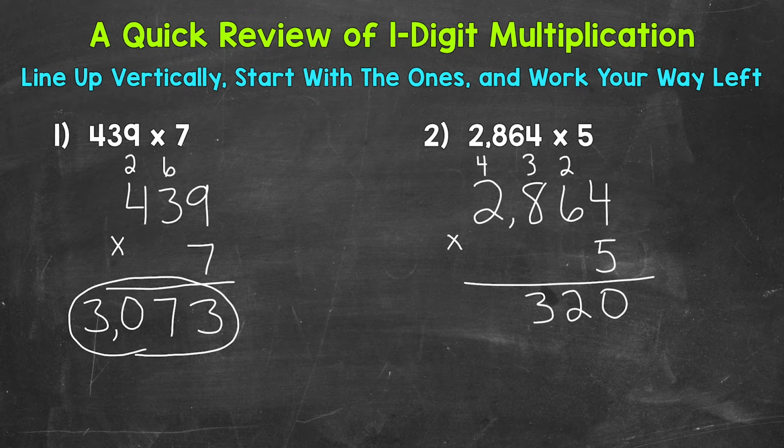Carry our 4. And then lastly, we have the thousands where we have a 2. So 5 times 2 is 10, plus that carried 4 is 14. So we'll put our 4, and then we do not have any more places to the left, so we just bring our 1 straight down. We have a comma here, and our final answer is 14,320. So that's how we multiply by 1 digit. Let's move on to multiplying by 2 digits.